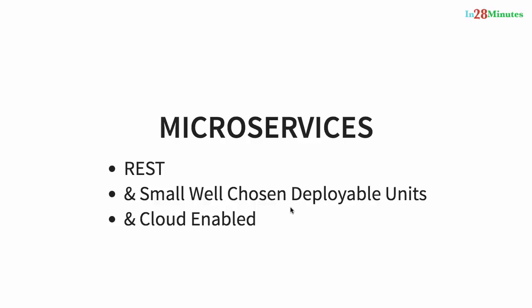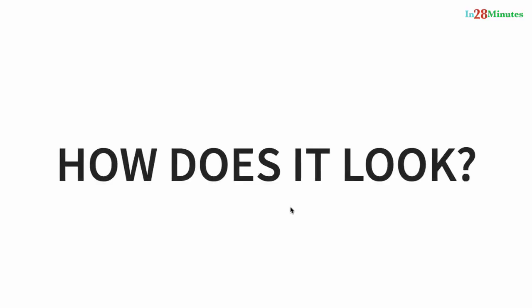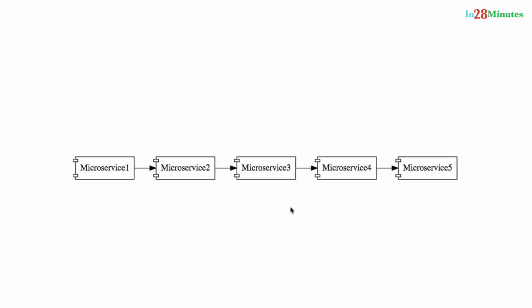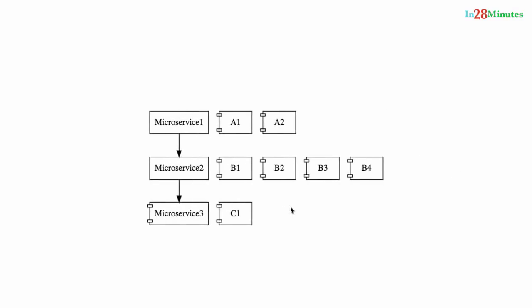Now, what do I mean by this? What do I mean by cloud enabled? How does it look? For me, when you build microservices, this is how it would look. Instead of building one big monolith, you'd be building a set of smaller microservices. I'm showing 5 in the picture. It might be 10, 15, 20, 100 or 1000. So it's a set of microservices with well defined boundaries which are interacting with each other, and these are cloud enabled. That means I would be able to have multiple instances for each of these microservices.